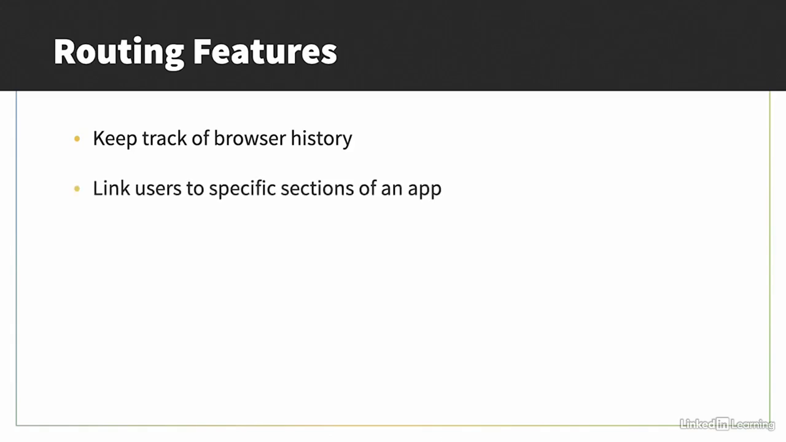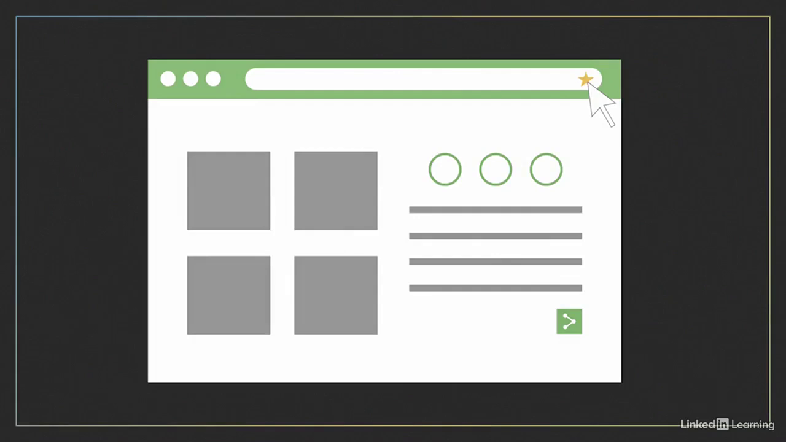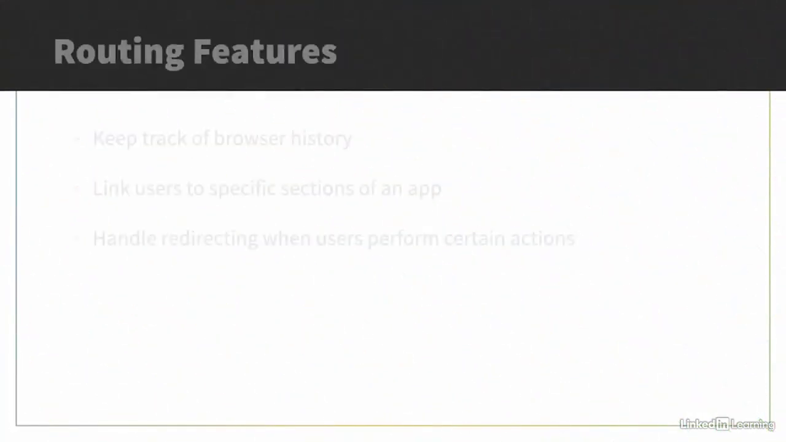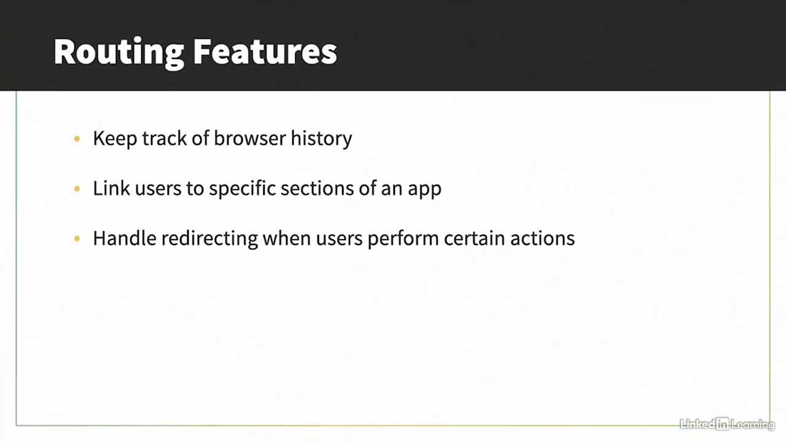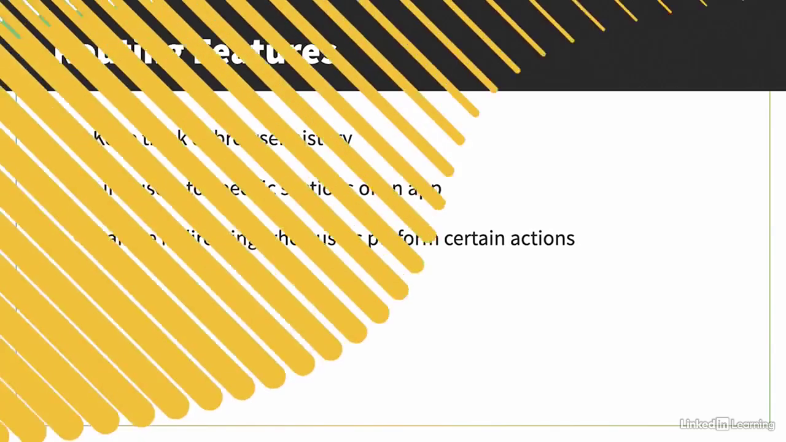And routing should link users to specific sections of an app. For example, if a user bookmarks or shares a URL in your app, the URL should always direct the user to the correct location. Similarly, the router should handle redirecting appropriately when performing other actions within the app, like submitting a form or common user events involving creating, updating, and deleting content.